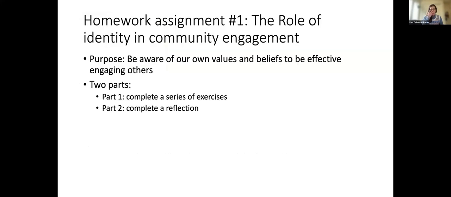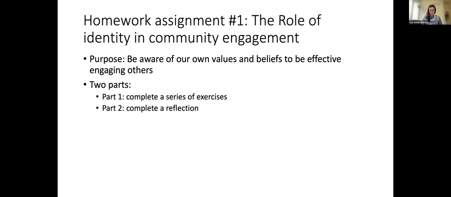Okay. So the first homework assignment is the role of identity in community engagement. The idea is to be aware of our own values, beliefs, and biases so that we can be effective at engaging others. I actually think community engagement or community engaged research provides an ongoing opportunity to learn more about yourself and how you interact with others. So there's 2 parts to this assignment. You complete a series of exercises in the order that you choose, and then you complete and submit a reflection.